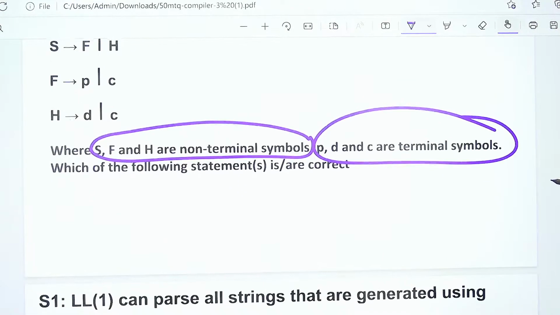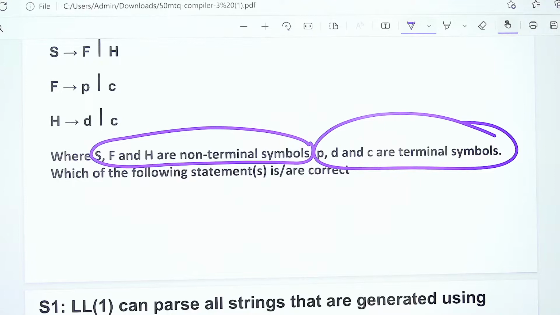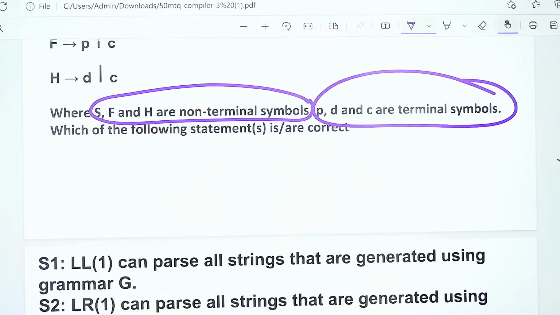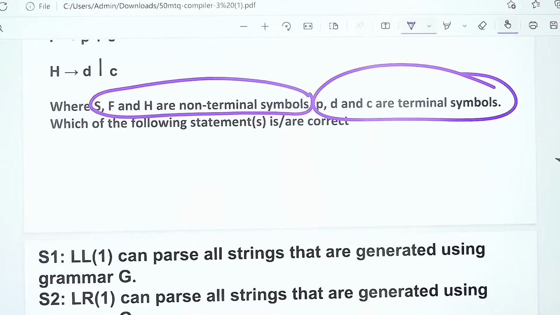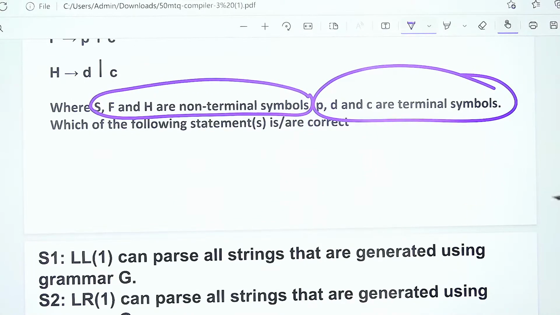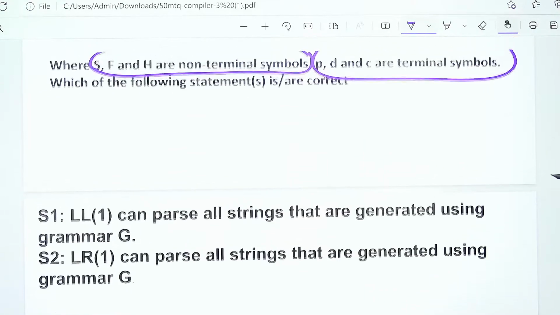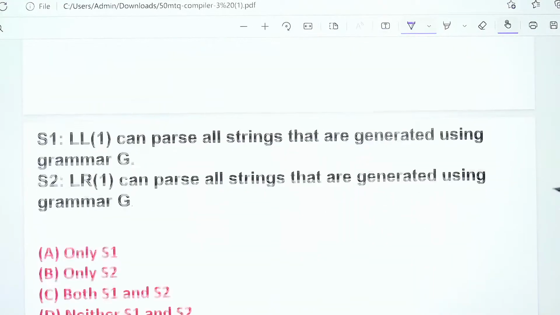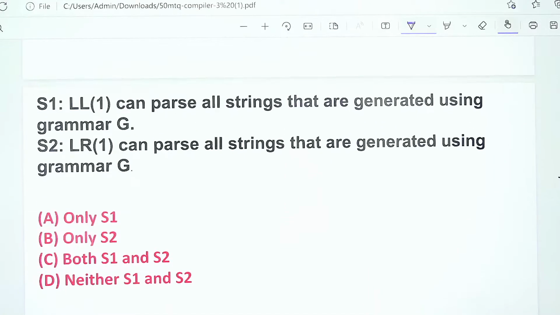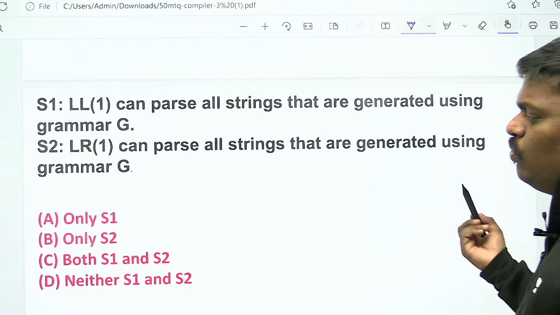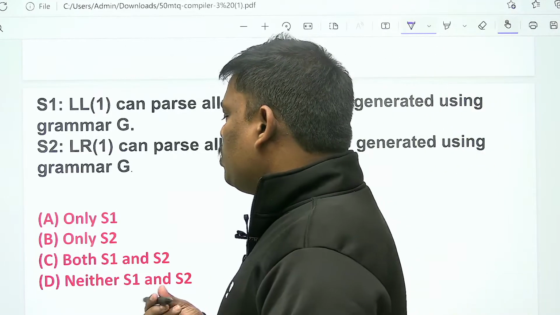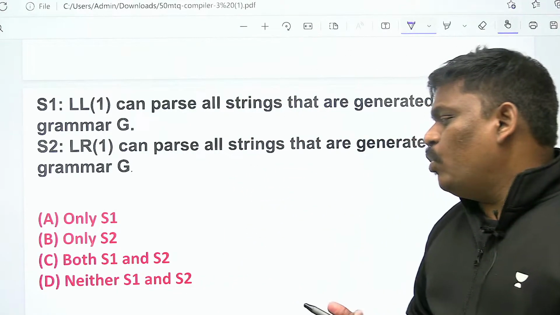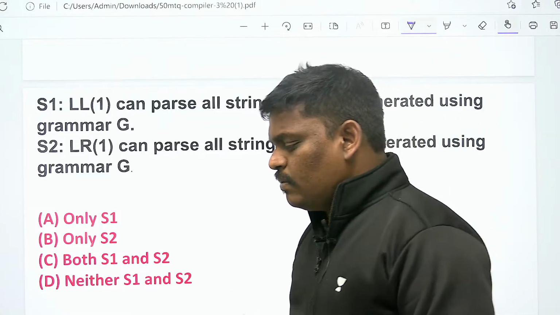One grammar is given. He said that S, F, H are non-terminals, and P, D, C are terminals. Then which one of the following statements is true? S1: LL1 can parse all strings that are generated using grammar G. S2: LR1 can parse all strings that are generated using grammar G. He is asking which are true statements. Option A, only S1. Option B, only S2. Option C, both. Option D, none.